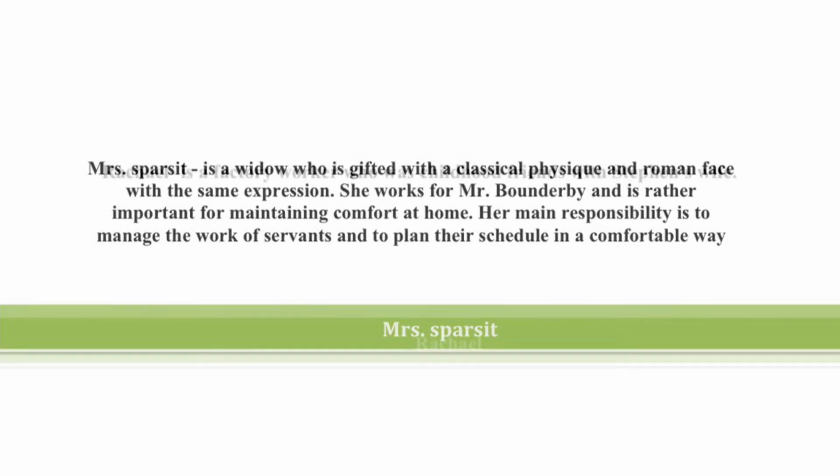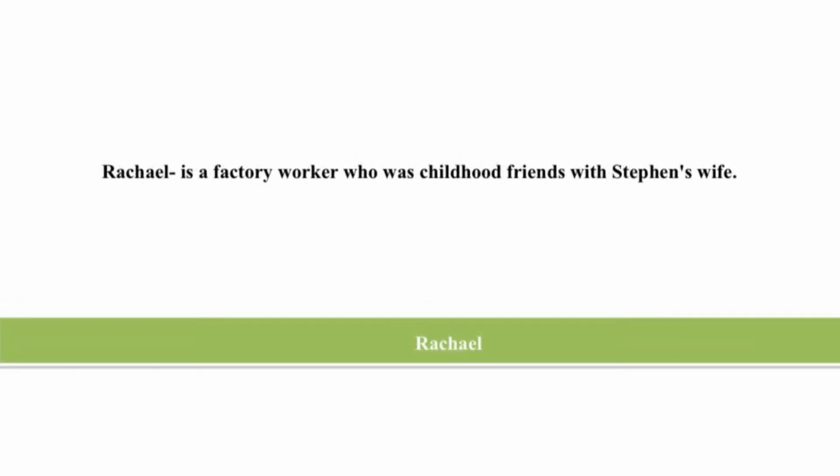And the next character is Rachel. Rachel is a factory worker who was childhood friends with Stephen's wife, and she is now in love with Stephen Blackpool. The character Rachel symbolizes a simple, honest hand. To Stephen, she represents domestic happiness and moral purity, and she helps him deal with life as a friend. After Stephen's death, she spends the rest of her life taking care of his widow. And she represents domestic happiness and moral purity.